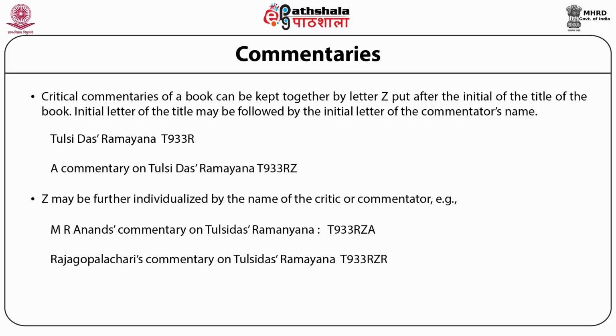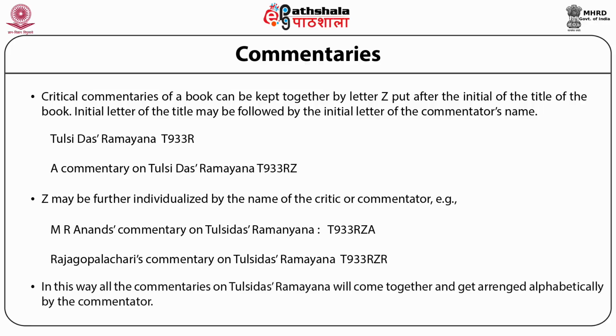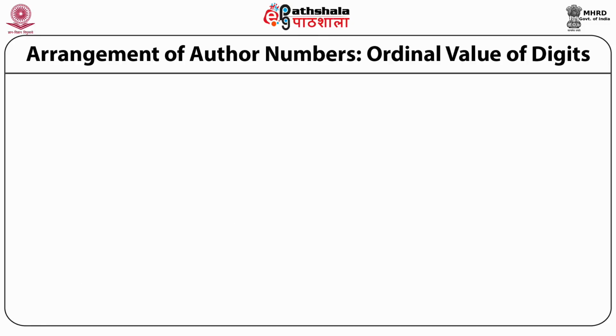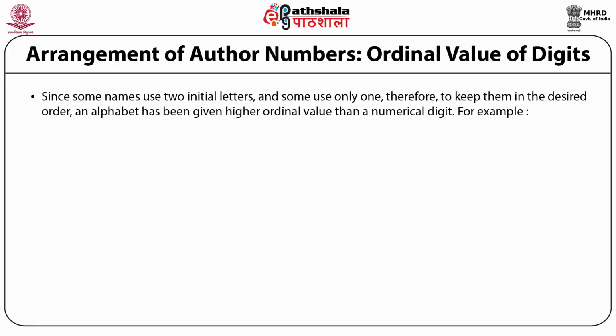For example, M.R. Anand's, that is Mulk Raj Anand's, commentary on Tulsidas Ramayana will get the number T933RZA. To explain, T933 stands for Tulsidas, R stands for Ramayana, Z stands for commentary, and A stands for the name of the commentator, that is Anand. Rajgopal Achari's commentary on Tulsidas Ramayana will similarly get the number T933RZR. Here the last R stands for Rajgopal Achari. In this way, all the commentaries on Tulsidas Ramayana will come together and get arranged alphabetically by the commentators.